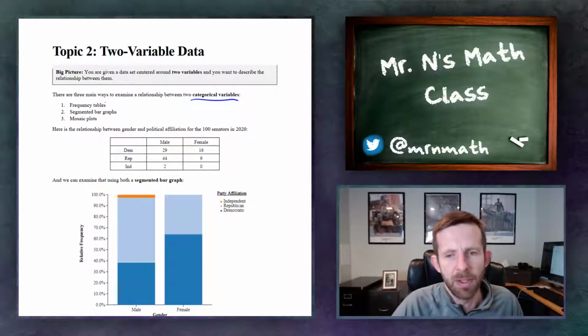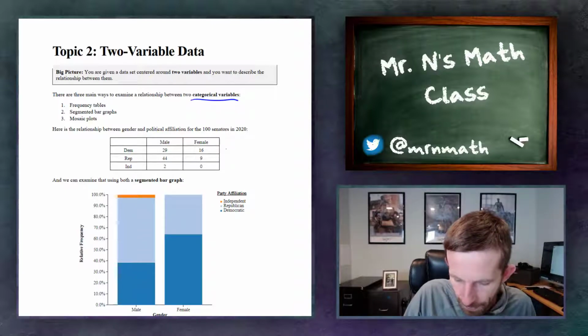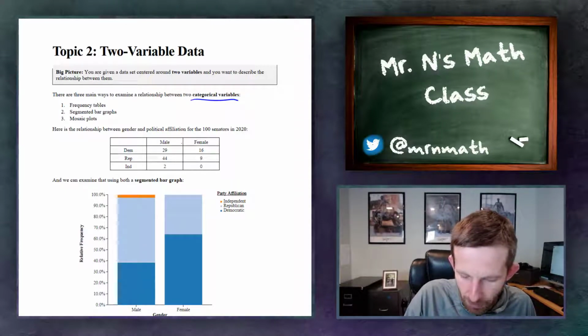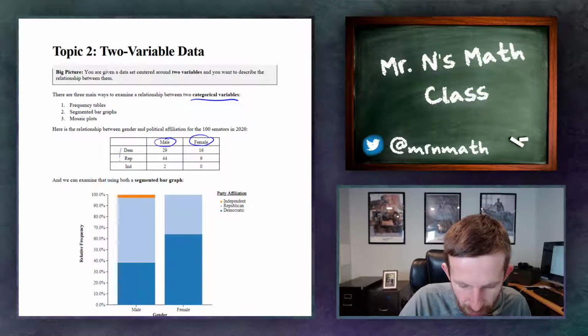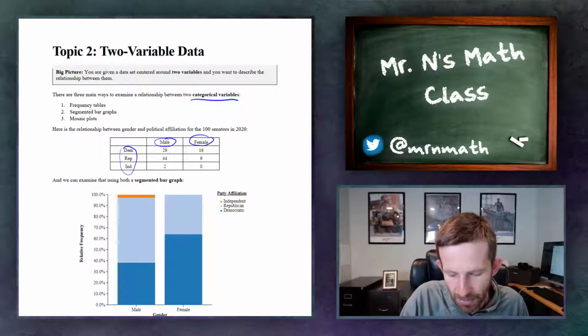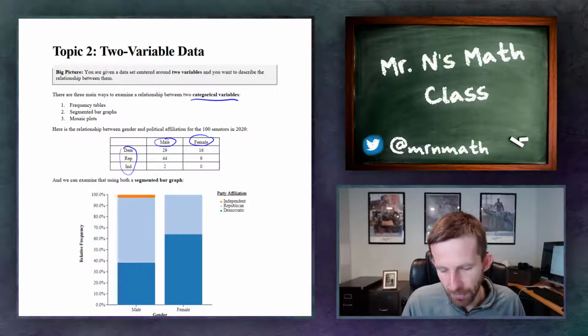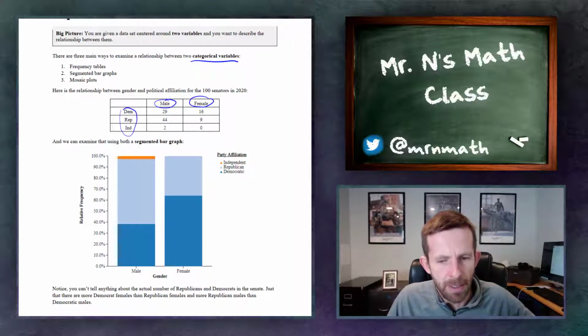So the relationship between gender and political affiliation for the 100 senators in 2020, I can make a frequency table. So one of the categories is gender. So I've got male and female. And the other one is political affiliation, Democratic, Republican, and Independent. And I can see that there are 29 Democratic males, 16 Democratic females, 44 Republican males, 9 Republican females, and 2 independent males, and no independent females.